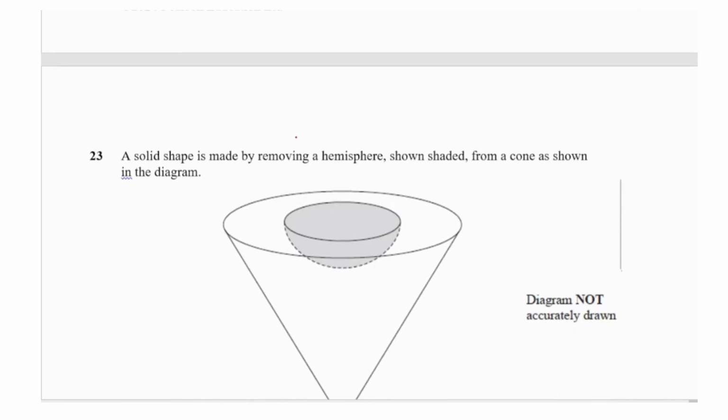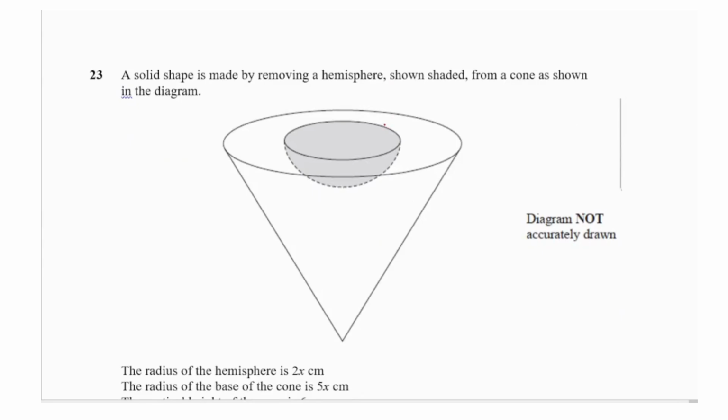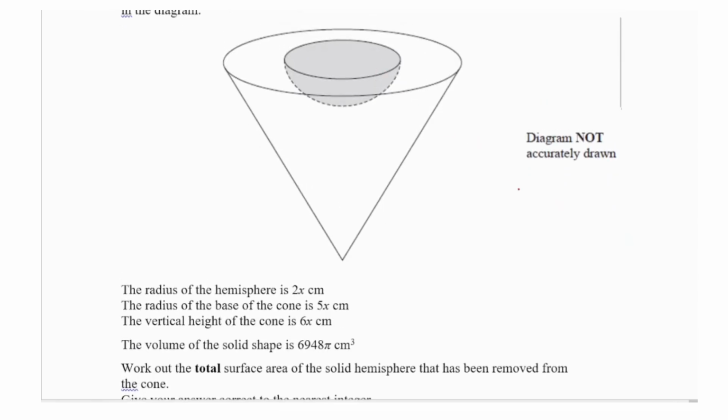Okay, this is question number 23. This is a bit of a tricky question actually. It says a solid shape is made by removing a hemisphere. Hemisphere means half a sphere, shown as shaded, from a cone, as shown in the diagram. The radius of the hemisphere is 2x. Let's say the radius is equal to 2x. And the radius of the base of the cone is 5x. Let's say from there to there, the radius of the cone is 5x. And the vertical height of the cone is 6x. From there to there, the height is 6x.